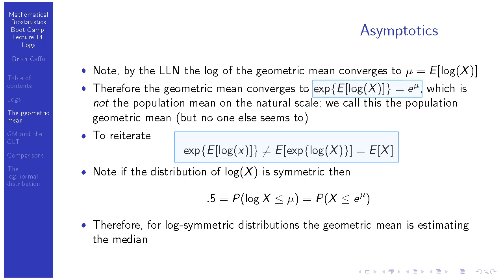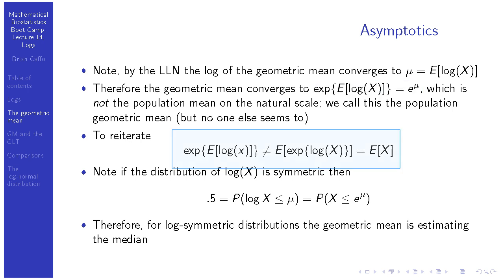And this quantity e to the mu, which is the exponent of the expected value of log x, doesn't really have a name, but I like to call it the population geometric mean. Because, if the sample arithmetic mean converges to the population mean, the sample variance converges to the population variance, the sample median converges to the population median, then by that logic, the sample geometric mean should converge to something that's called the population geometric mean. So I'm going to call it that. I don't see that too often in books, but what the heck, I'm going to do it.